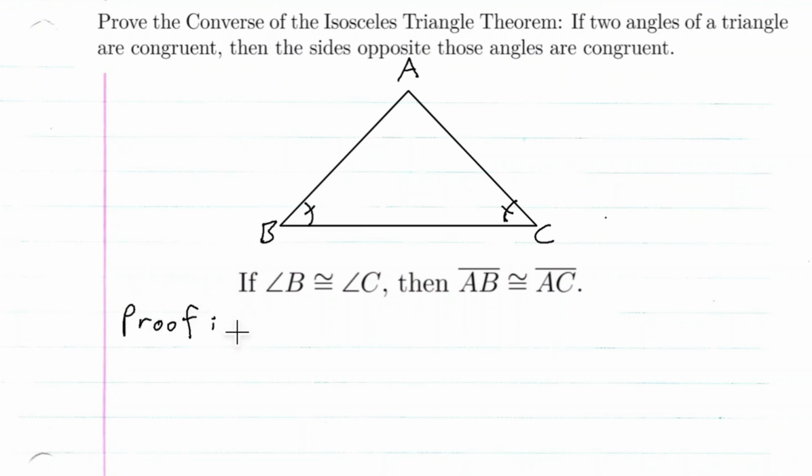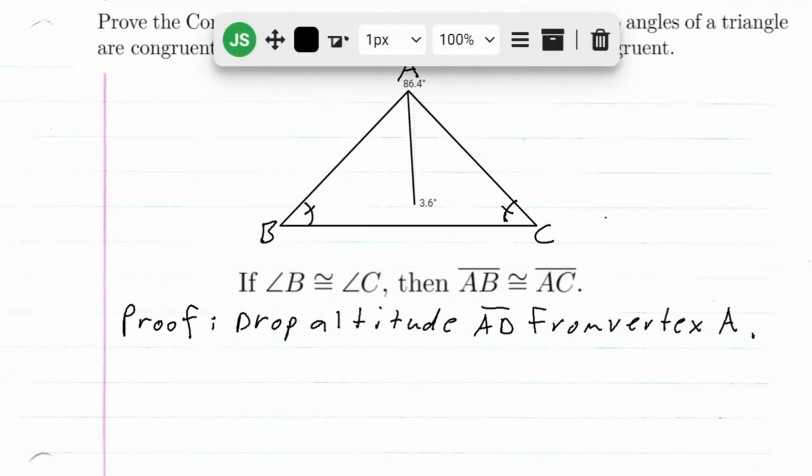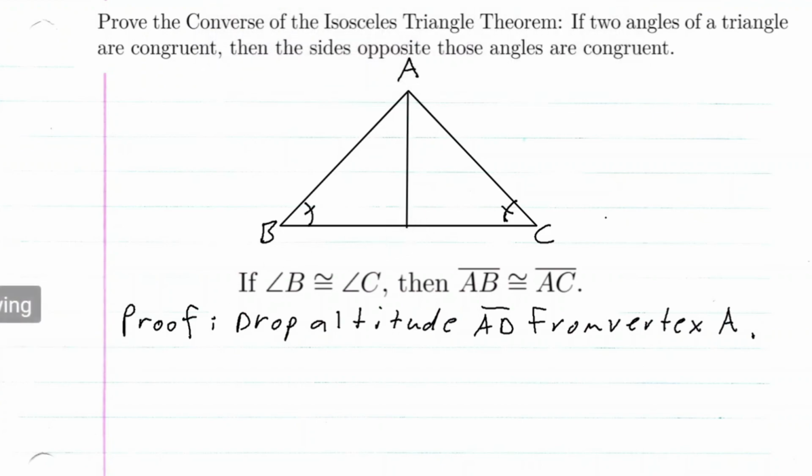So the first thing we're going to do is drop altitude AD from vertex A. So let's go ahead and do that right here. From right here, we'll drop an altitude, 90 degrees. Okay. So of course this is an altitude.